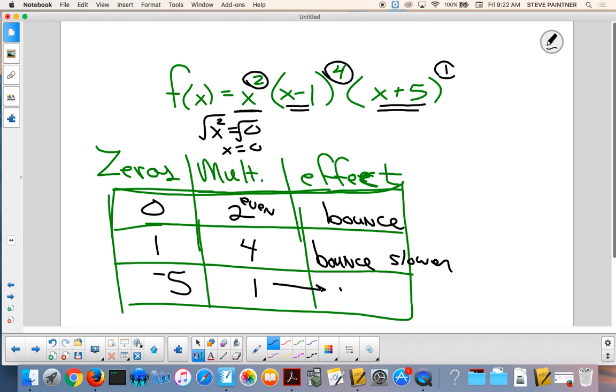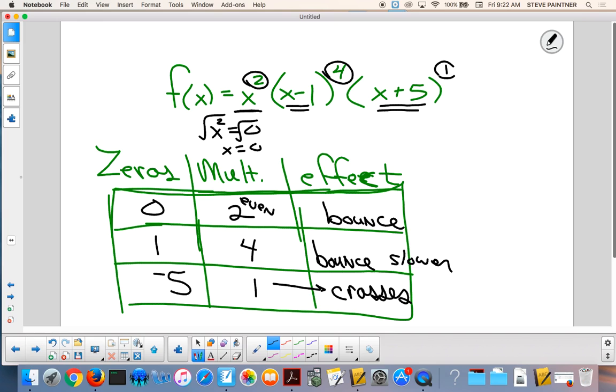It crosses. Does it cross fast or kind of slow? Fast, because it's a 1. 1 means it crosses just like a line would cross. Yeah, that's it. Got it? Next. The little sentence there says this.